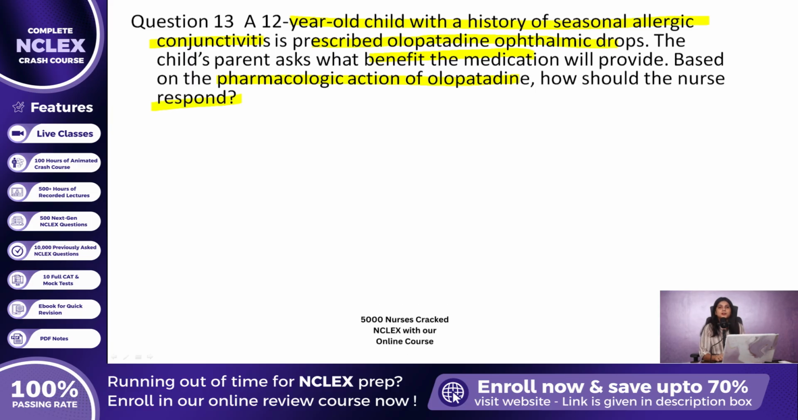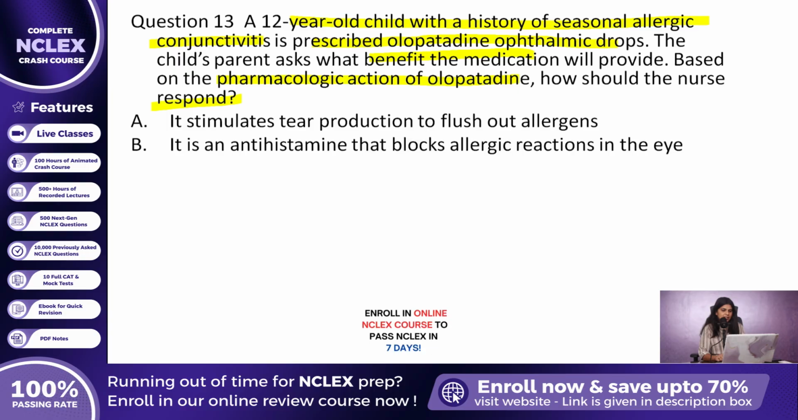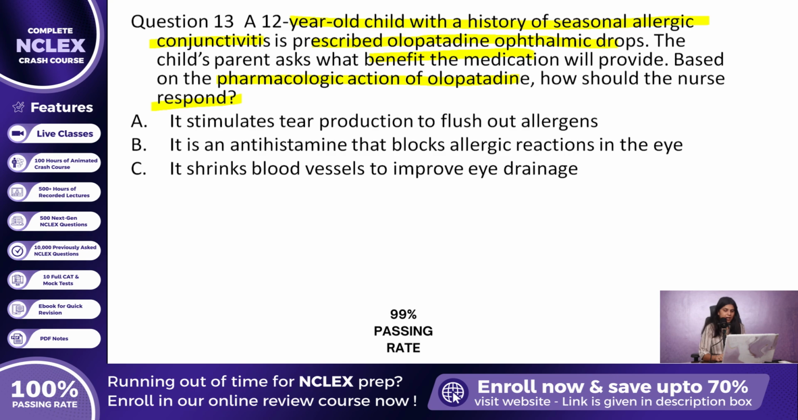Let us now look at the options to determine which response accurately explains how the medication works. Option A, it stimulates tear production to flush out allergens. Option B, it is an antihistamine that blocks allergic reactions in the eye. Option C, it shrinks blood vessels to improve eye drainage.